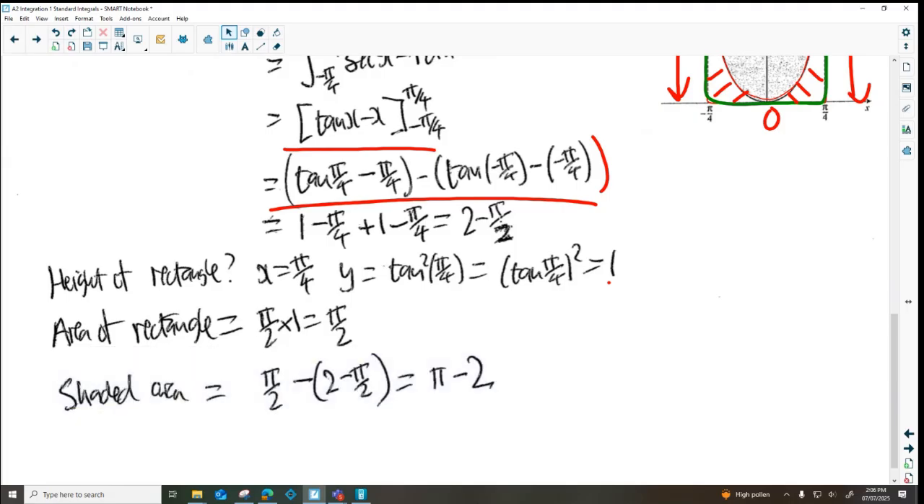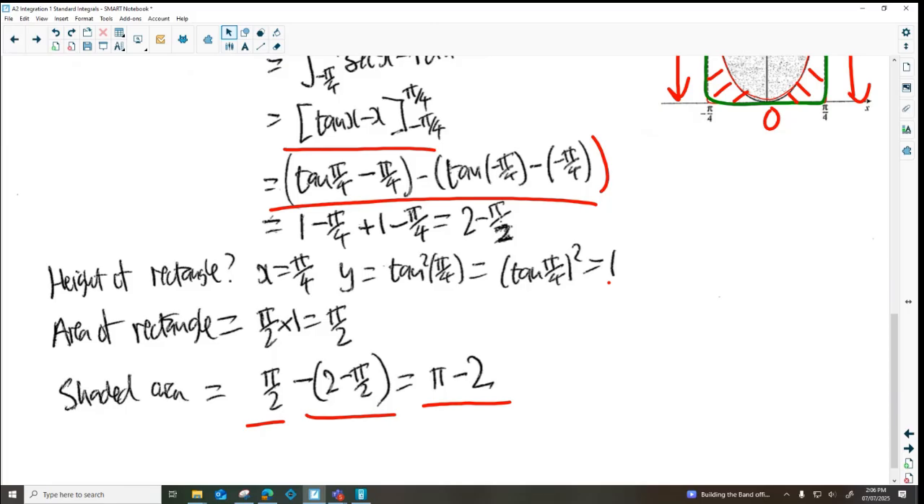So consequently, the shaded area is the area of the rectangle, which is pi over 2, take away the area under the curve, which we worked out earlier, which is 2 minus pi over 2 in a bracket. If you remove that bracket, you'll get pi over 2 plus pi over 2, which is pi, take away 2, and we are done. Now, lovely students, that was deliberately supposed to be some questions which are approaching as difficult as integration gets.